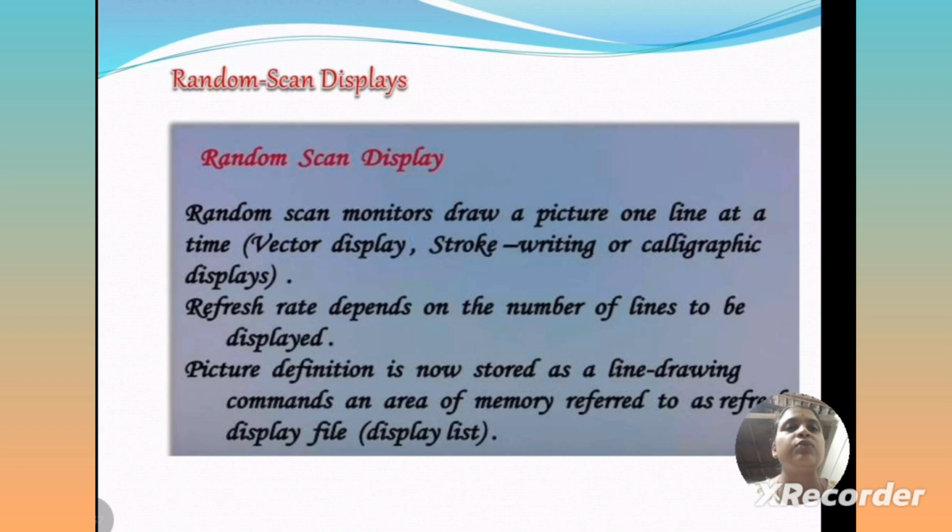So next we are going to see about random scan displays. It is going to draw a picture one line at a time. It is otherwise called vector display, stroke writing or calligraphic display. The refresh rate depends on the number of lines to be displayed. So the picture definition is now stored as line drawings, but in raster scan displays it is stored as intensity values. It is stored as commands in an area of memory referred to as the refresh display file.